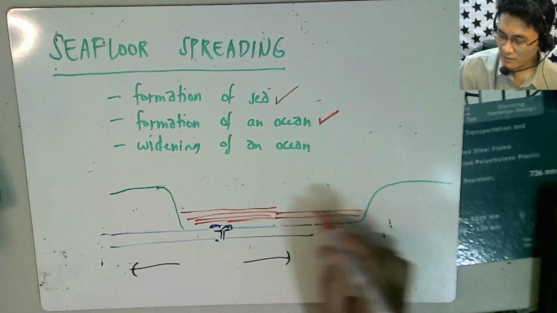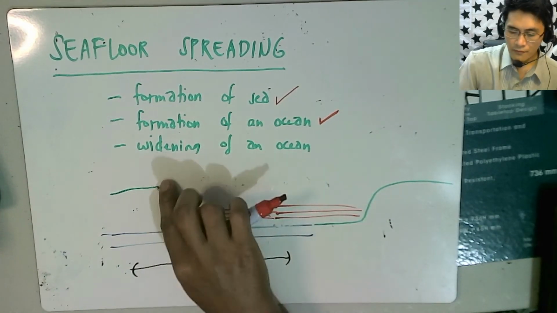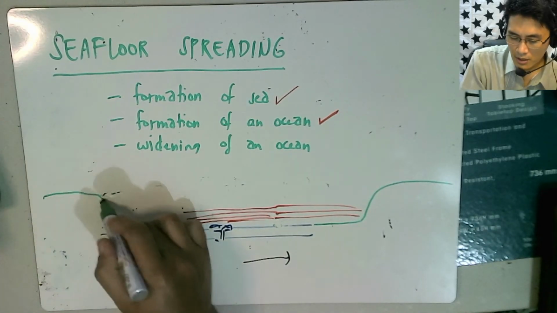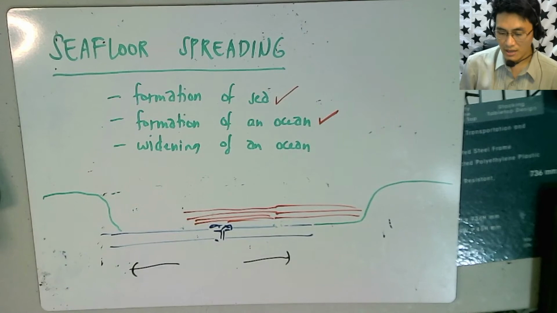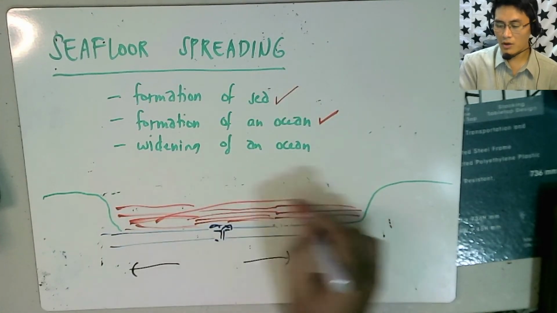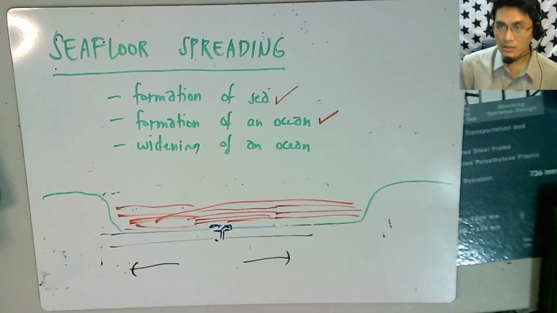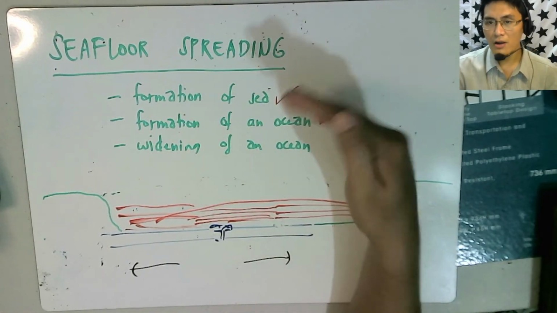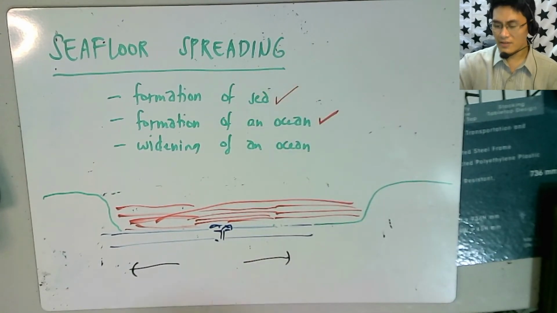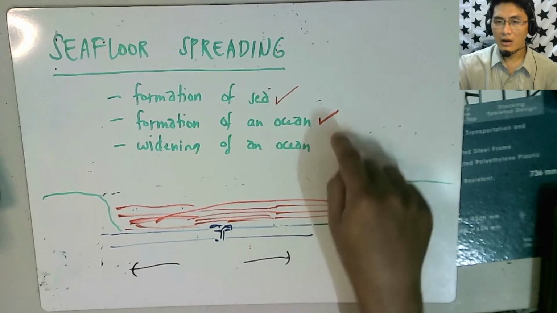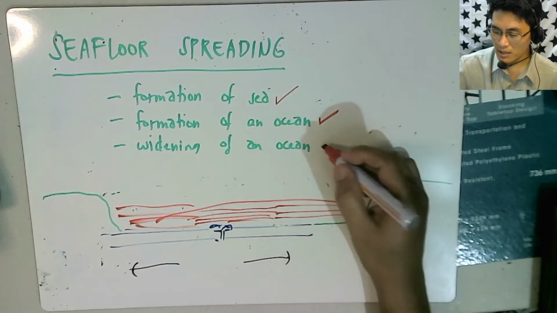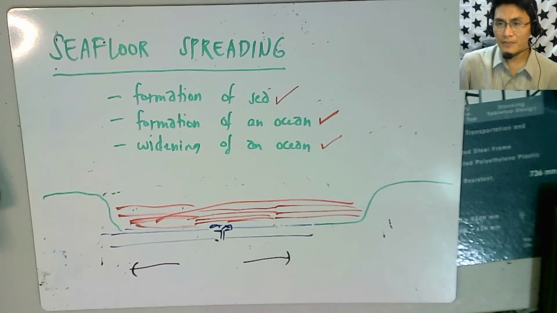Right now, if you look at South America and Africa, they are very far from each other because the ocean has widened between them. And again, all of this, from continents rifting into rift valleys, to that rift valley developing into a lake, to that lake developing into an inland sea, and the sea developing into an ocean, and an ocean widening such that it becomes wider and wider.